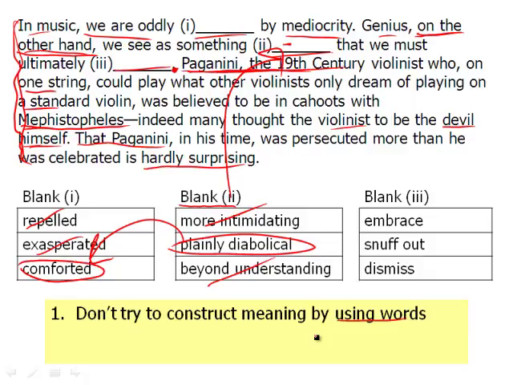Okay, good. What must we ultimately do then to this devilish genius? Well, it says that Paganini was persecuted more than he was celebrated. So people were like, wow, what a great violinist. But many more people were like, let's get this guy. He's the devil. Let's go after him. He's something that's threatening. So they didn't embrace him. Dismiss shows, oh, I don't really care, but snuff out: we need to go after him and take him down, so to speak.